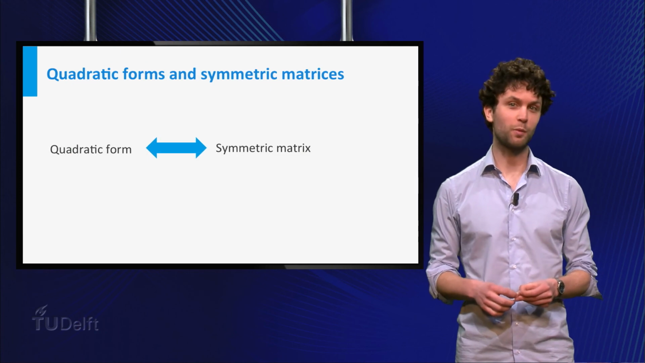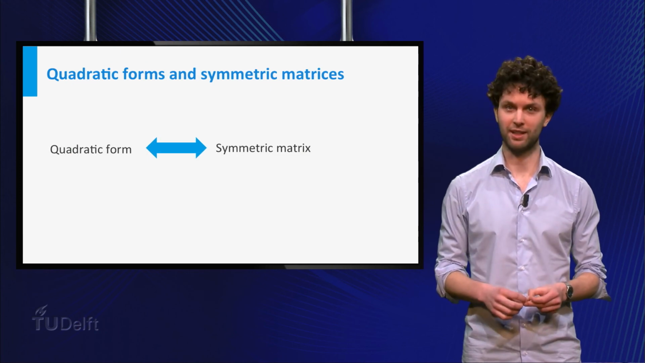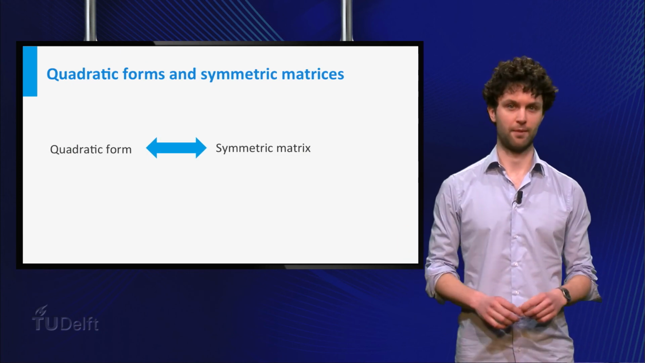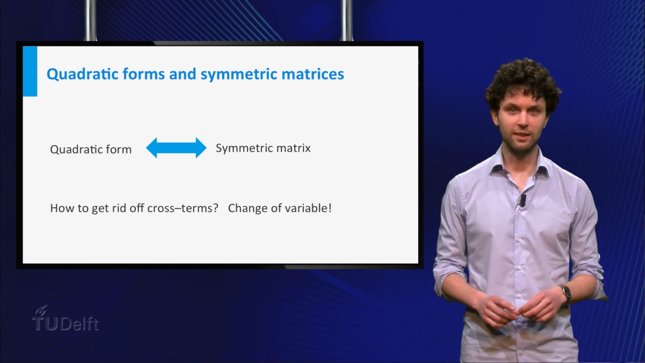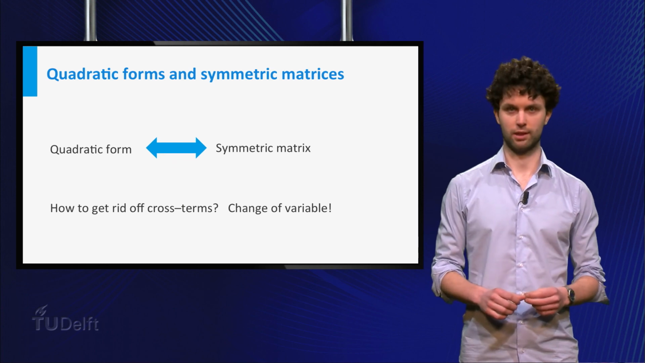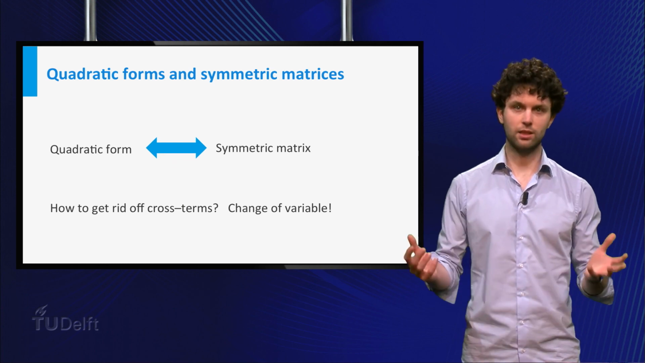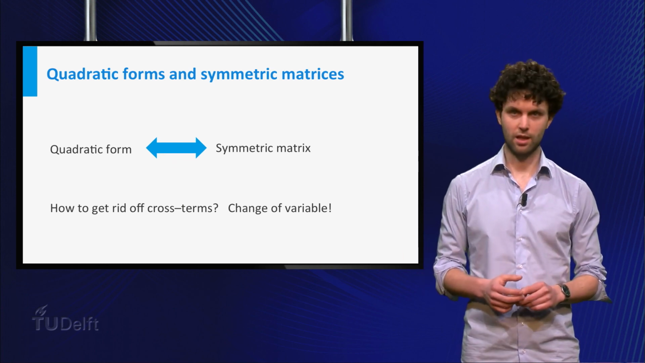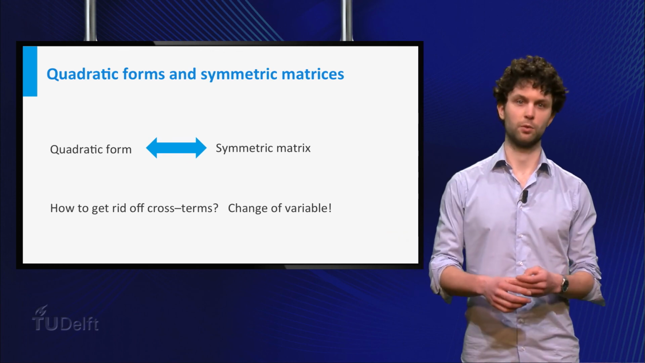So now you know how to compute a quadratic form from a symmetric matrix and vice versa. As you've seen, quadratic forms are easier to handle when there are no cross terms floating around. In class, you will learn how to get rid of the cross terms by making a suitable change of variable.